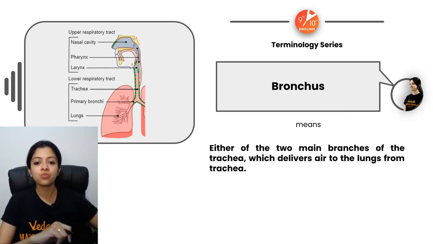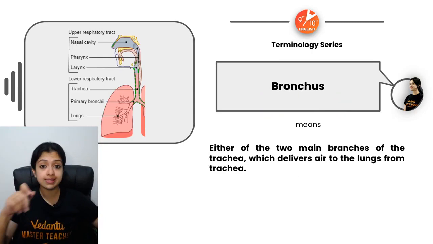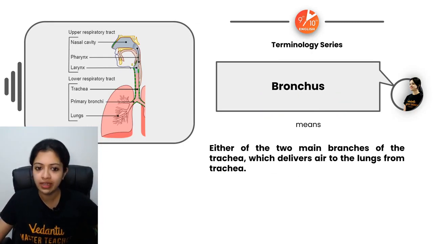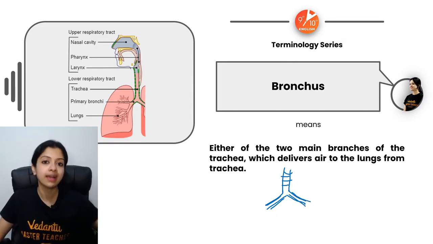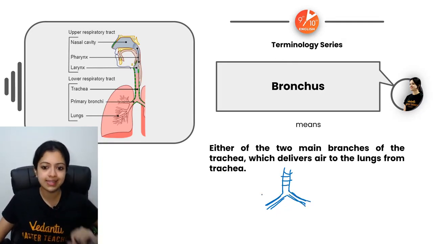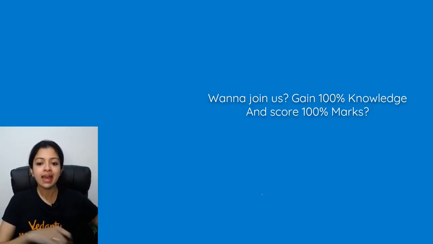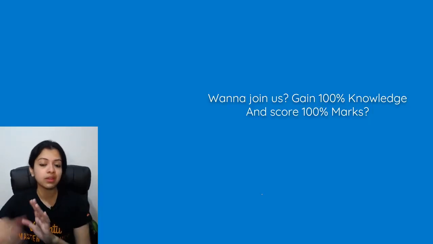Now moving on to the next part, which is the bronchus. This is again something I've told you. The trachea branches out into the right bronchus and the left bronchus. These two tubes are the bronchi. Bronchus or bronchi, singular, plural. That's it.